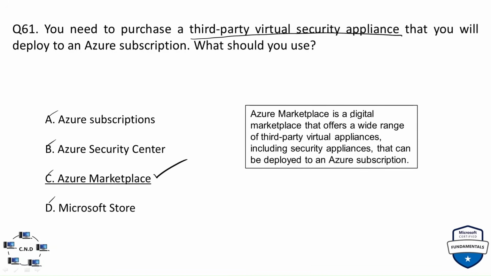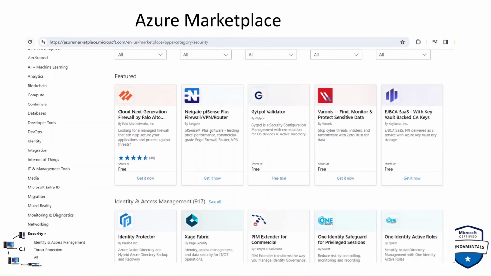The Azure Marketplace is a digital marketplace that offers a wide range of third-party virtual appliances, including security appliances that can be deployed to an Azure subscription. And this is just an overview of the Azure Marketplace. I have taken this snapshot directly from the web. And here you can see that we can get virtual appliances of all these categories, including the security that we are talking about, such as the NG Firewall by Palo Alto, NetGate, pfSense Plus Firewall, and so on.